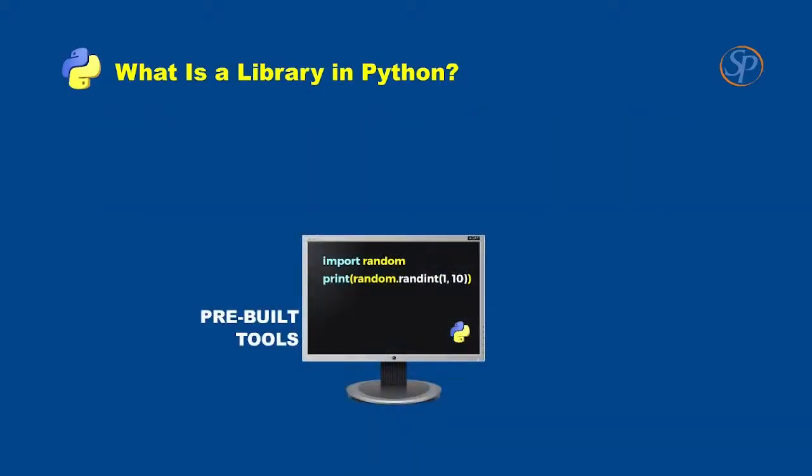Example: import random, print random.randint from 1 to 10. This import saves you from writing your own complex random number generator. In simple words, libraries are pre-written solutions to common problems.